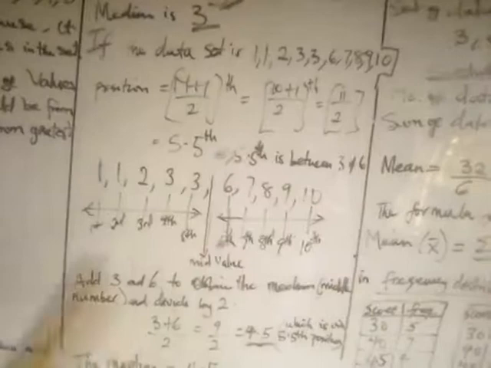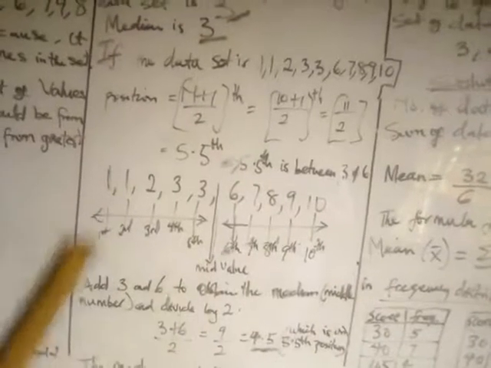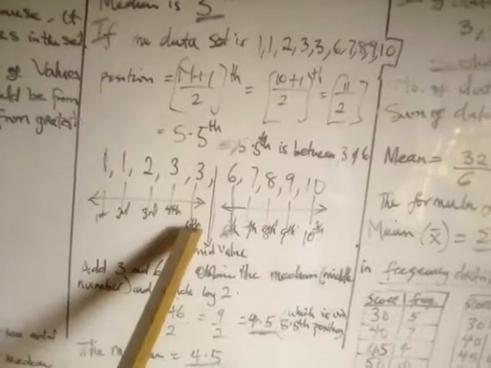So we have 10 plus 1 over 2, which is 11 over 2, which is what? 5.5. So 5.5 is the position for the median value we are looking for. So how do we now get it? Arrange it very well. This is the first, second, third, fourth, fifth.